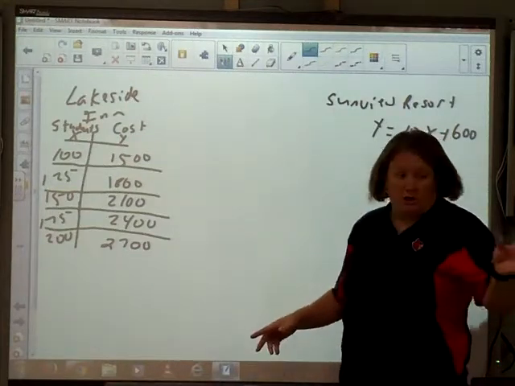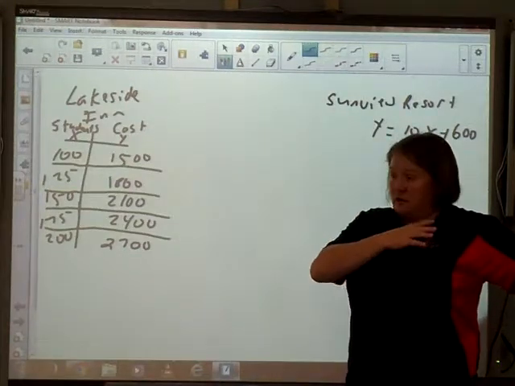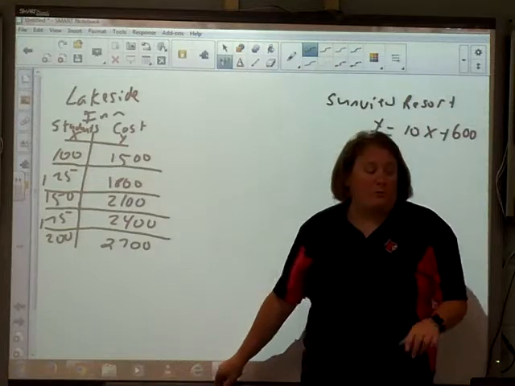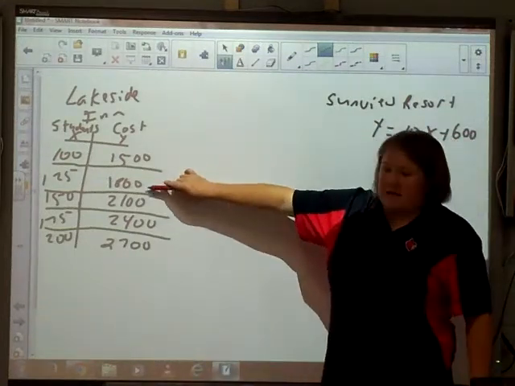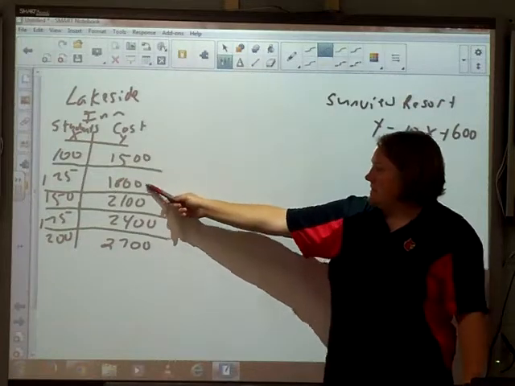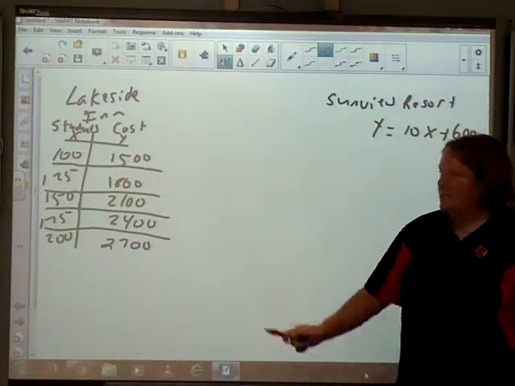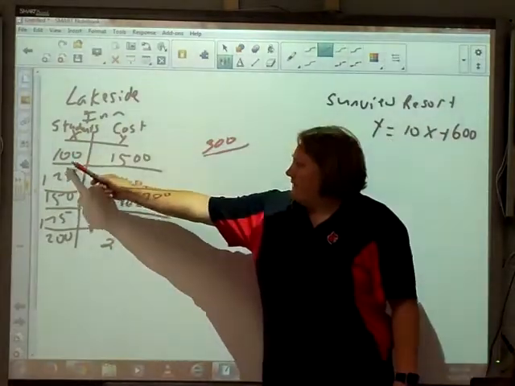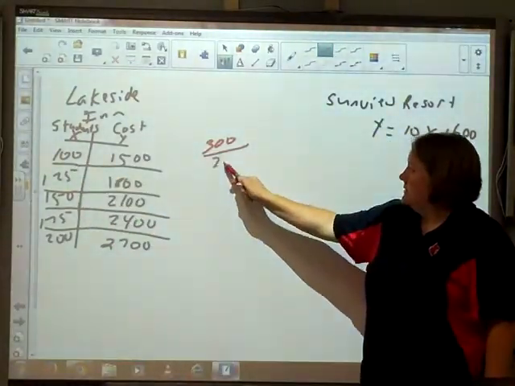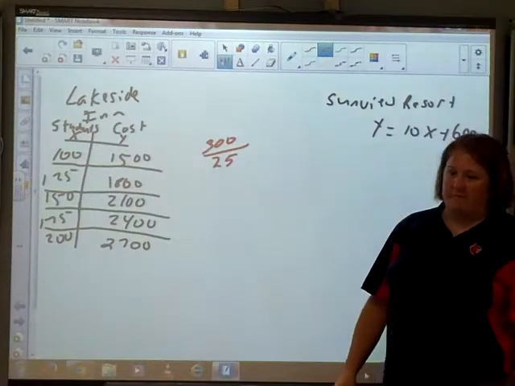Okay, so we're going to use that equation that Stephen and Trevor have been talking about. Subtract by Y, so I'm just going to use these first 2 points. What's 1,800 minus 1,500 over 125 minus 100? So that's 300 over 25. And what's 300 divided by 25?